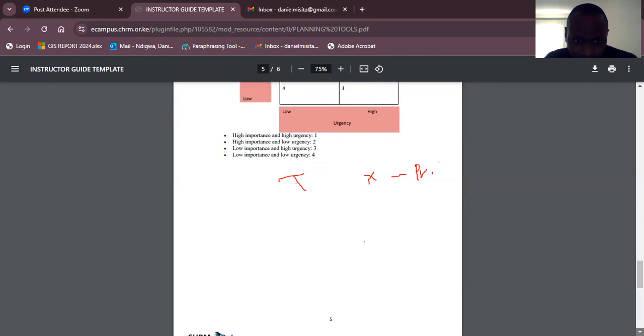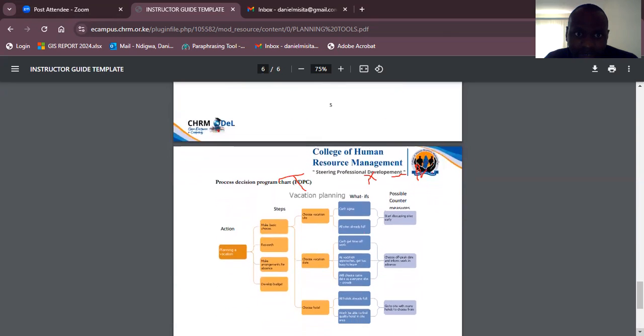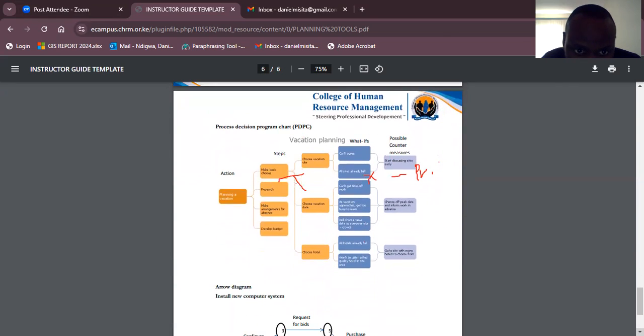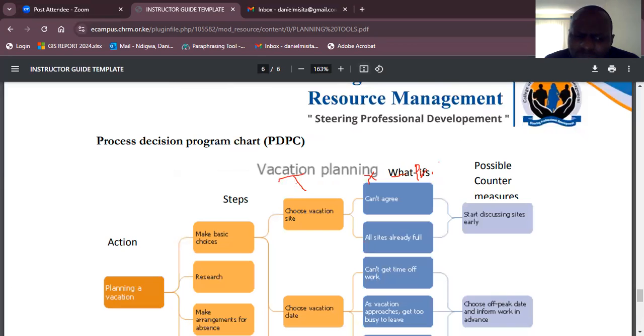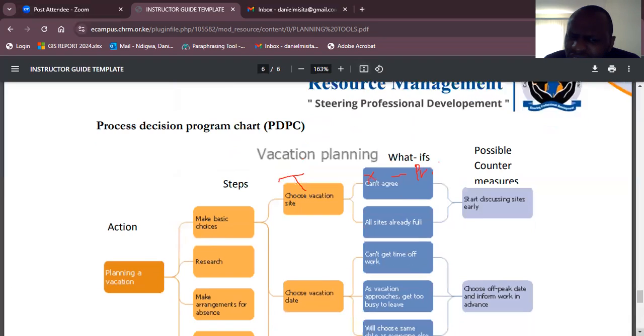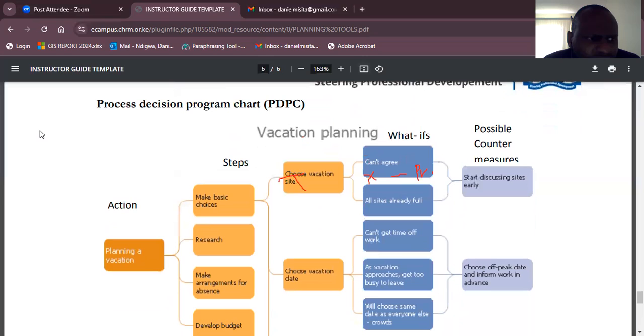Then we also have the last one, which is called the process decision program chart. This helps you to understand the processes that you need to take when you are doing a particular activity, or the actions and the steps that you need to take. For example, we are talking about planning a vacation. So when you want to plan a vacation, there are some steps that you need to follow.